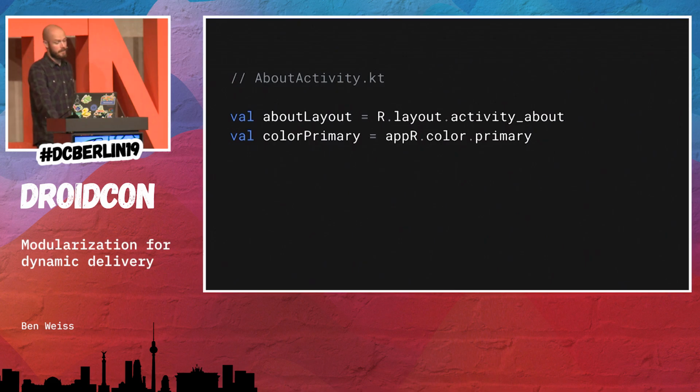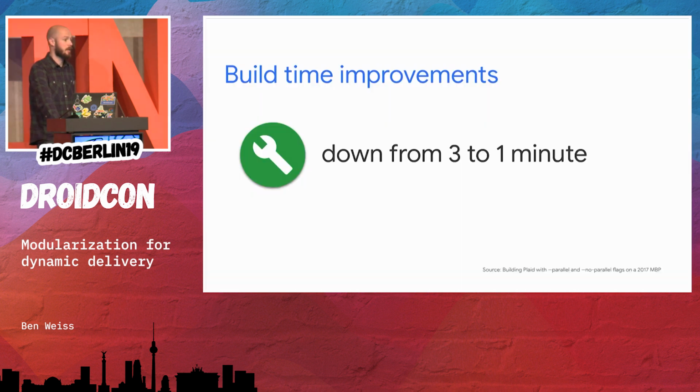So after we finished modularizing the application in this way, we managed to bring our build time down from 3 minutes to 1 minute. That was on this machine for a clean build. So I checked out the code before we started modularizing, I checked out the code after we modularized, and I did a clean build, and it was a lot faster afterwards.